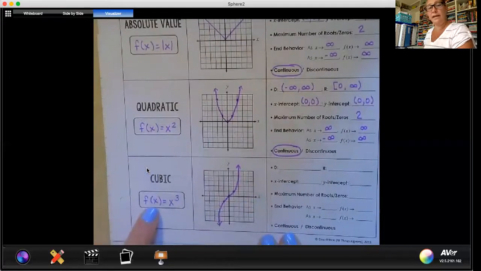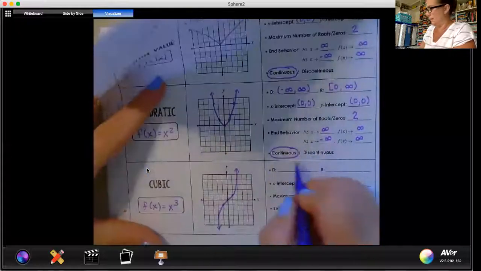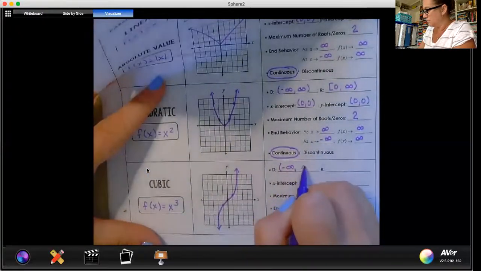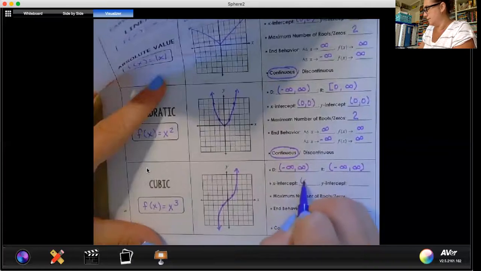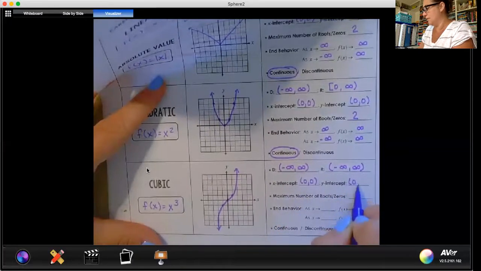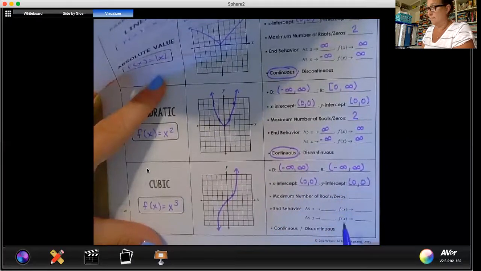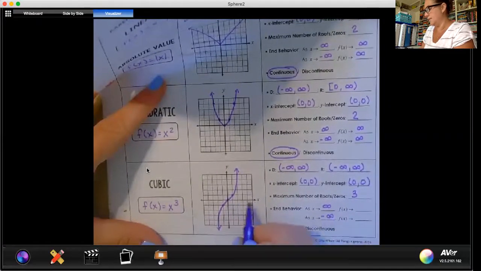Cubic function, f of x equals x cubed. Here's your graph. No restriction on the domain or the range. X and y intercept 0, 0. And remember, this is for the parent function. This is not for all. Maximum number of roots and zeros. Infinity and negative infinity. As x approaches infinity, your graph approaches infinity. And as x approaches negative infinity, your graph approaches negative infinity. And it is a continuous function.